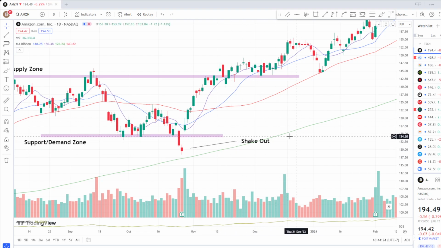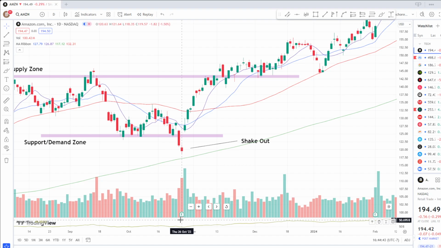Usually with the shakeout, there could be a catalyst, there could not be a catalyst. In this case, there is a catalyst with the earnings, but you can have an analyst downgrade, you can have some news come out. It doesn't have to be a catalyst, but you want to wait for the shakeout to happen.